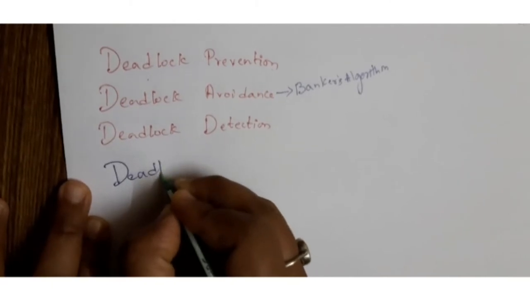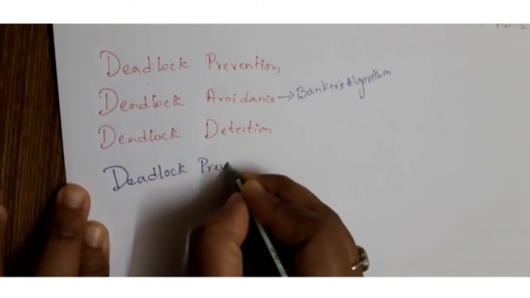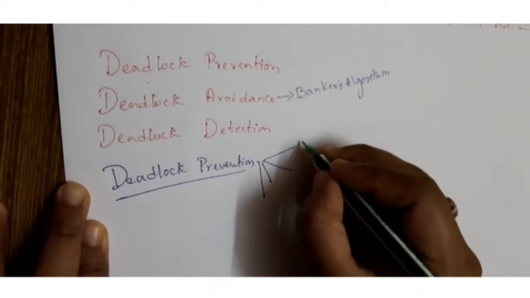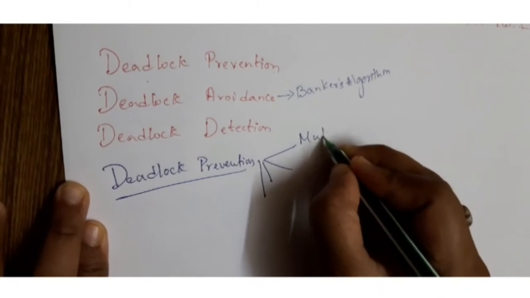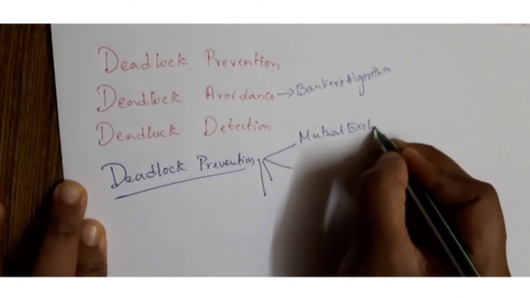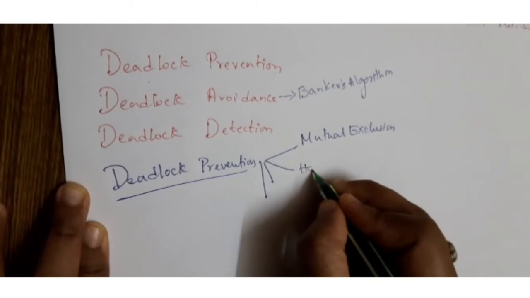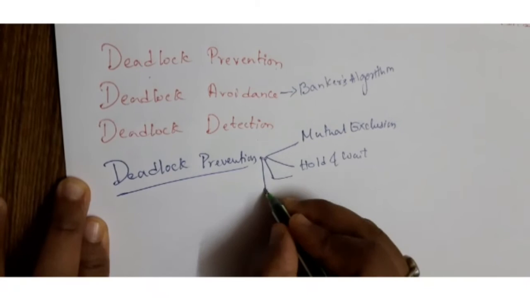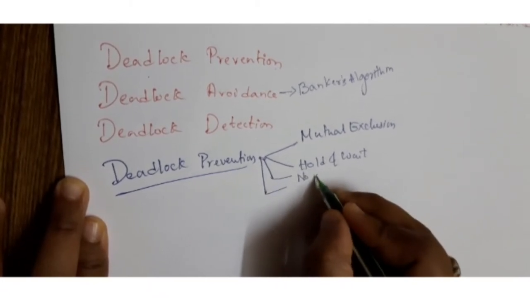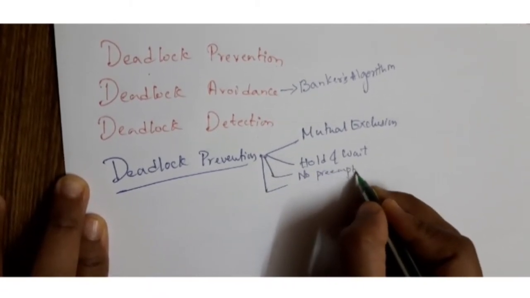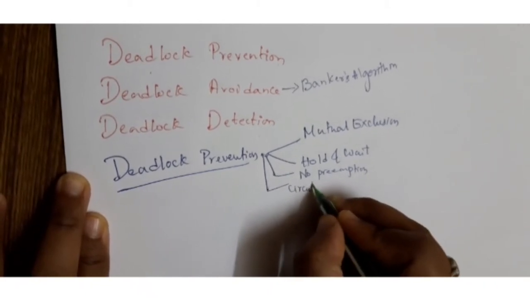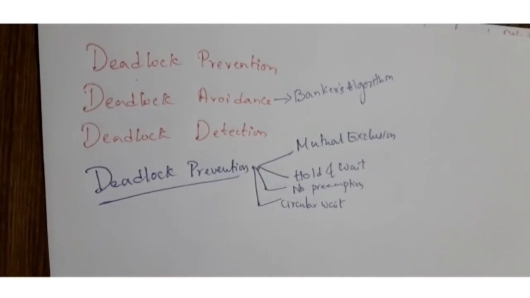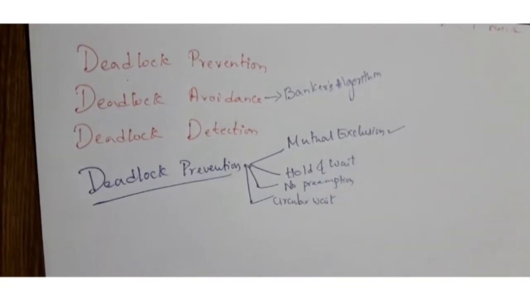In order to see deadlock prevention, all the 4 conditions should be met. That is your mutual exclusion, next hold and wait, next no preemption, and last one is circular wait condition. Now, first is your mutual exclusion condition.